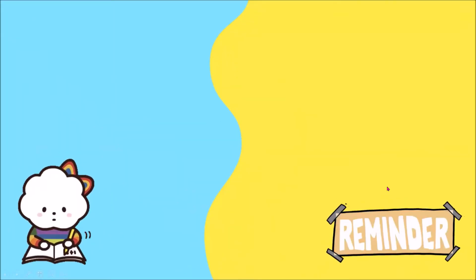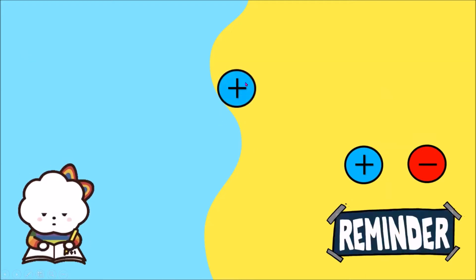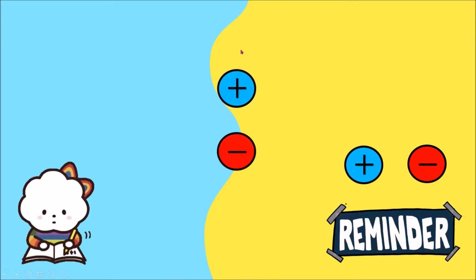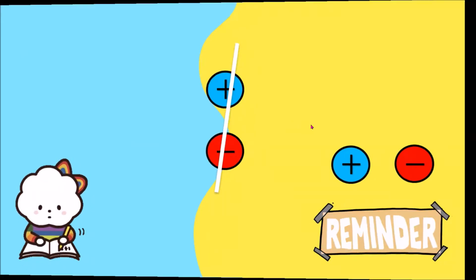So take note, class, that we will use two colored counters here. The blue one for positive and then the red one for negative. Remember also that if we have a positive and a negative colored counter, we need to cancel that pair. So that means 0. Okay, so let's now proceed to our example number 1.